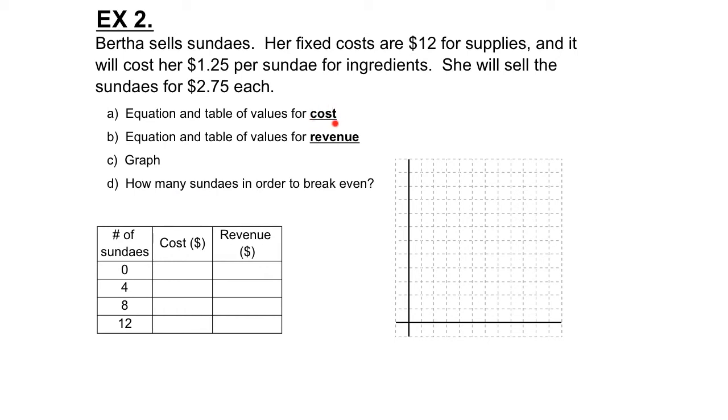So cost is how much money she's spending. Revenue is how much money she's making. So you can pause the video and fill out a table of values and try to do your best at making an equation. I'm going to use these variables, C for the cost, R for the revenue, N for the number of sundaes sold.